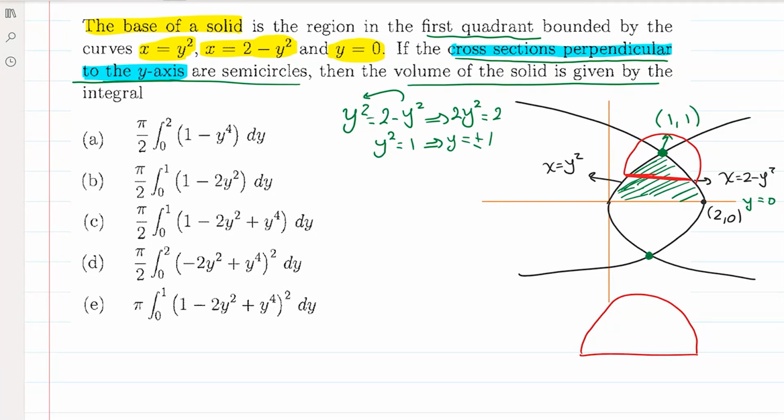The area of the half circle will be pi r square over 2. This is the area of the circle, and because it's a semicircle, you divide it by 2. But I need to know what r is.